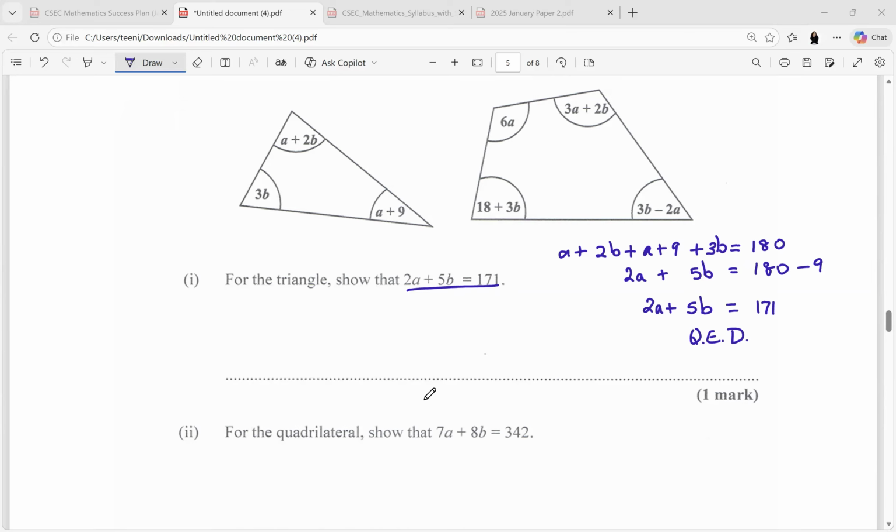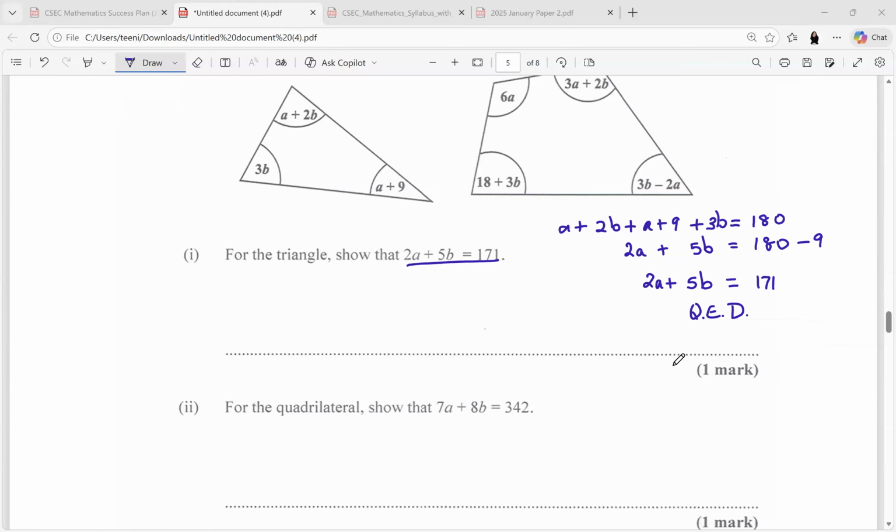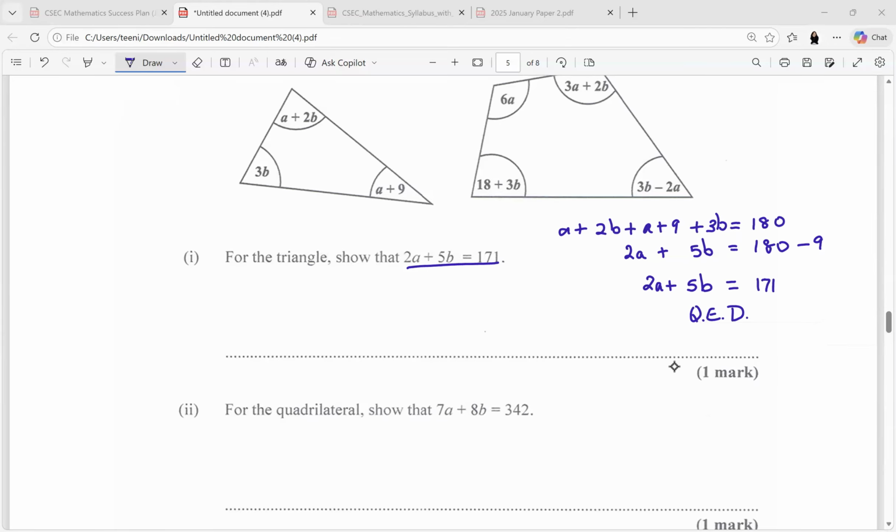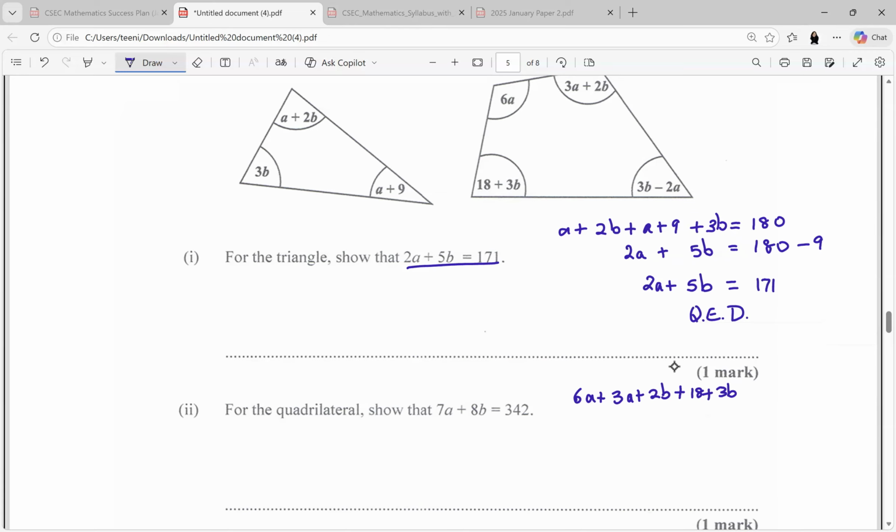So to show that 7A plus 8B is 342, to start, we'll just need to show that all of these angles inside here add up to 360. So it's 6A plus 3A plus 2B. So that's the first two angles there. Plus 18 plus 3B plus 3B minus 2A is equal to 360.